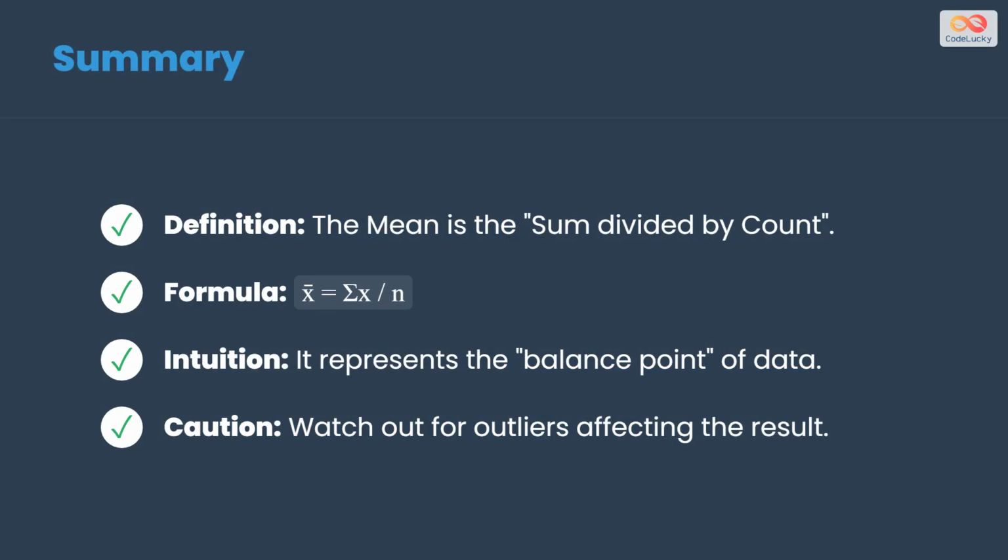To wrap up, the mean is simply the sum of all values divided by the count of values. Remember the formula x bar equals sigma x over n. It represents the balance point of your data, but always keep an eye out for extreme outliers that might skew your result.